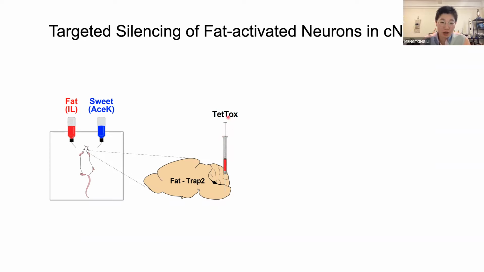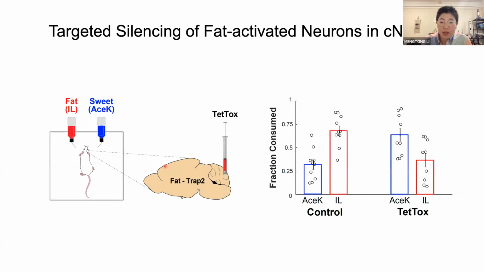After the tetanus toxin was expressed, these mice were tested with a two-bottle preference assay. Here I show the fraction of artificial sweetener versus Intralipid consumption after a 48-hour test. These silenced mice were unable to develop the preference for fat over artificial sweetener. The mice consume less Intralipid compared to the control. So it demonstrates that these CNST neurons are required for driving fat preference.